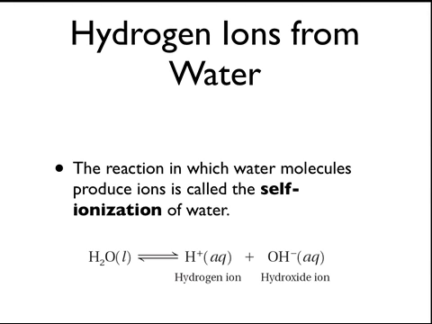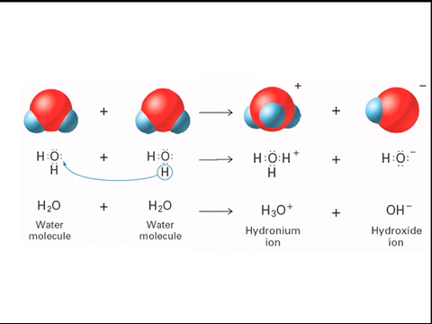The reaction in which water molecules produce ions is called the self-ionization of water. So we can see that water can break up into a proton, H+, and a hydroxide ion, OH-. So here's how that happens. If we have two water molecules, one hydrogen can be donated to a water. And what you get is hydronium and hydroxide, or what you can think of as an H+ and an OH-.